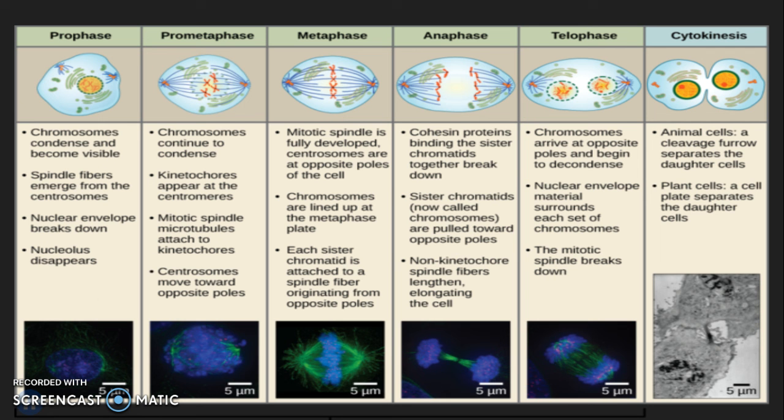And then during the telophase is when the nuclear envelope reforms, and then the chromosomes begin to decondense as well. And the cytokinesis stage is when the cleavage begins, and the actual microfilaments begin to separate the cells into two daughter cells.